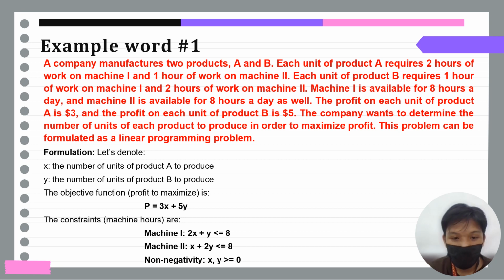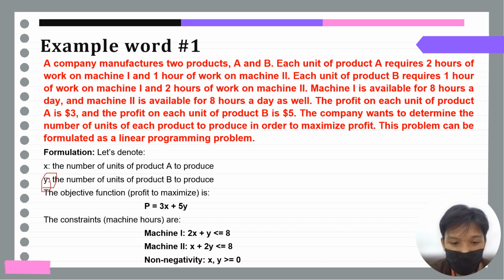Let's formulate the data. The x will be the number of units of product A to produce, as you can see here is the x, and y will be the number of units of product B to produce here.